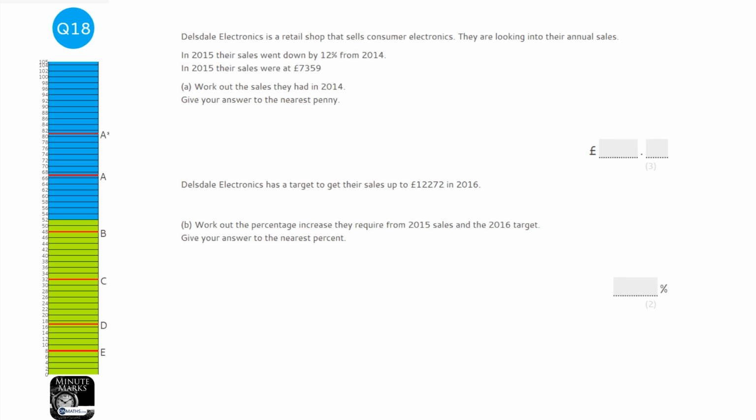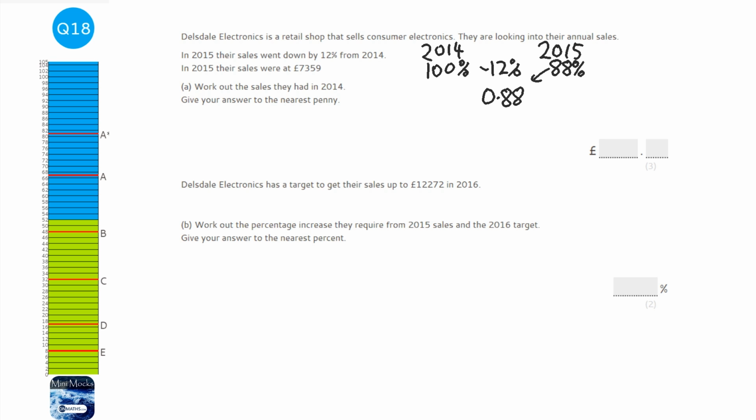Okay, so question A is about reverse percentages. So in 2014 and 2015, let's have a look. The sales went down between the two. So if we start off with 100% and they went down 12%, what we're left with is 88%. Now, as a multiplier, and this is the best way of doing this, 88% divided by 100, to make it a decimal, is 0.88. Now that number, 0.88, is what we times the 2014 sales by to get 2015.